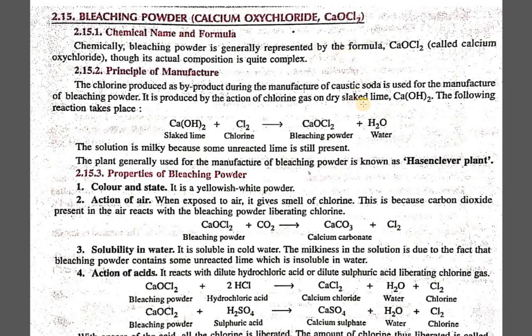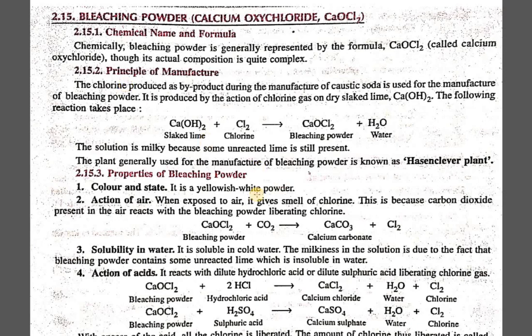And here it is being produced by the action of chlorine gas on slaked lime, that is calcium hydroxide, and the following reaction is taking place here as I have discussed previously. Now the solution is milky because some untreated lime is still present, and the plant generally used for the manufacturing of bleaching powder is called the Hasenclever plant. It can be manufactured with the help of the Hasenclever plant as well as with Bachmann's plant or manufacturing process.